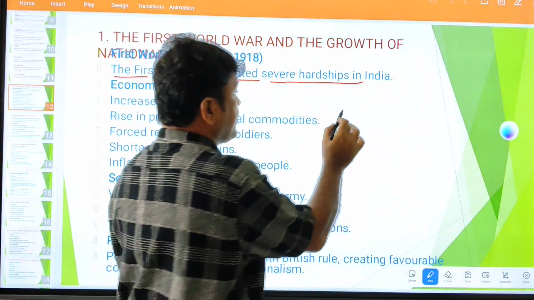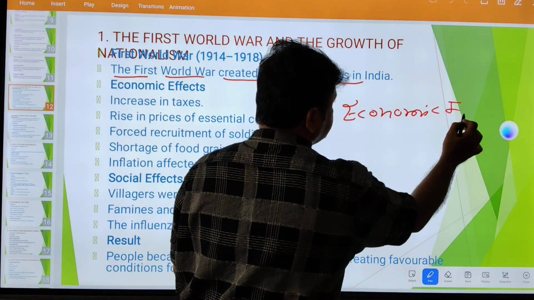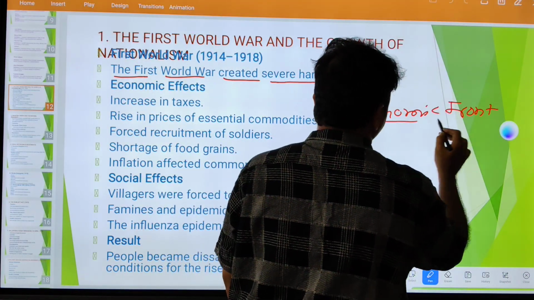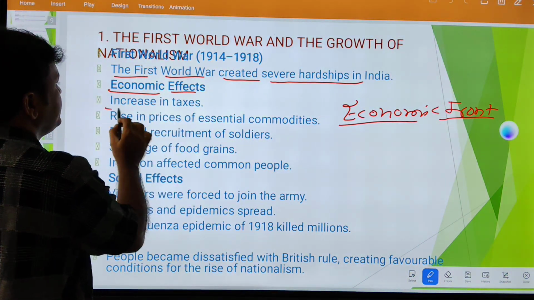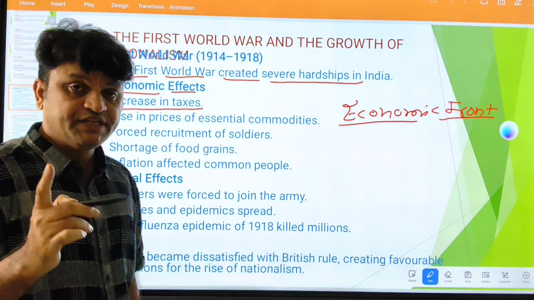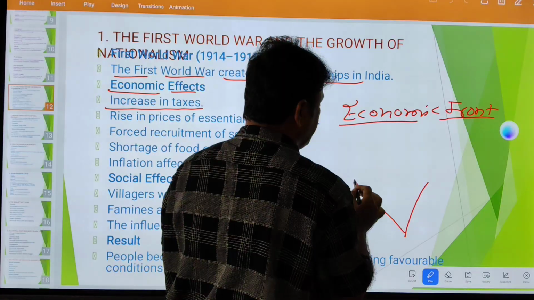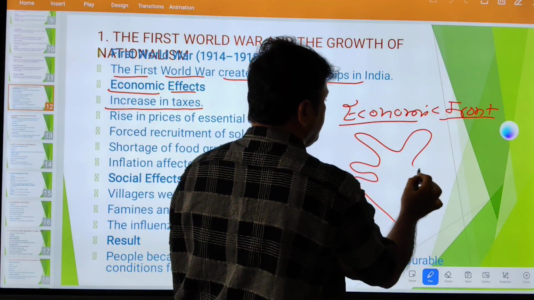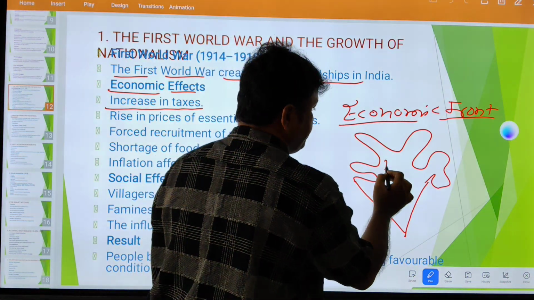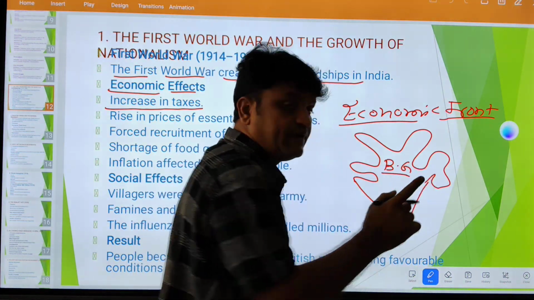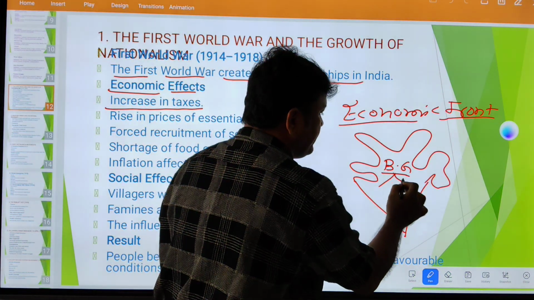The First World War created severe hardship in India, and there are two fronts. One is the economic front. Economic front means economic effects. And the economic effects: increase in taxes. So the British government was collecting taxes from the people of India. So we have different sets of people. Imagine this is the British, BG stands for British government, collecting taxes from different people.